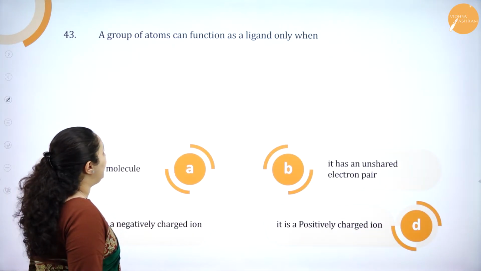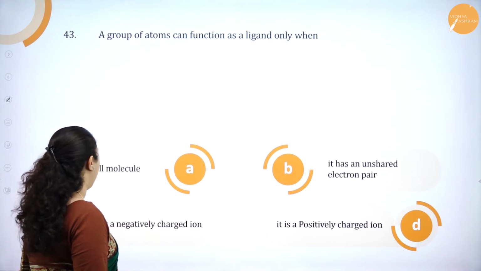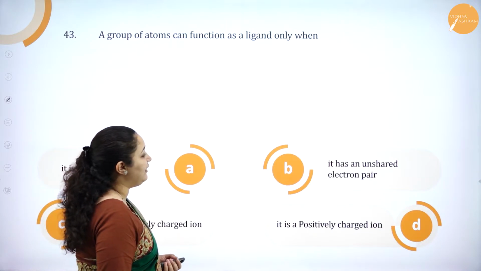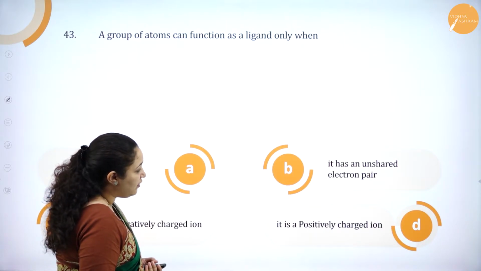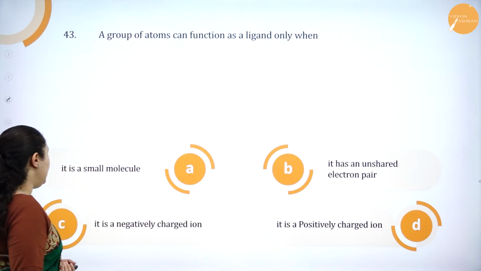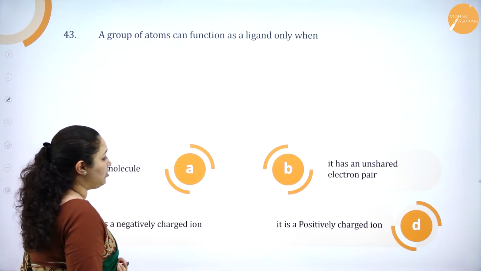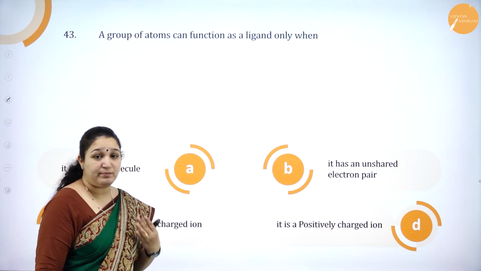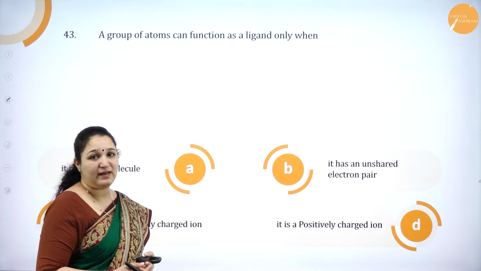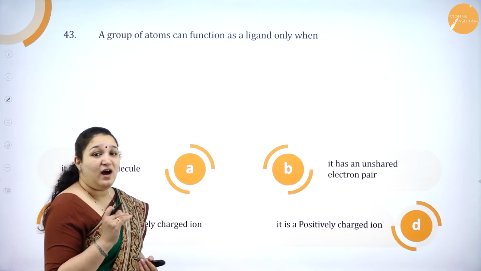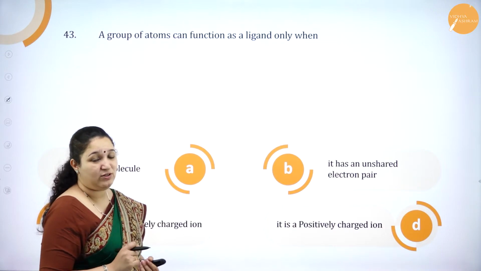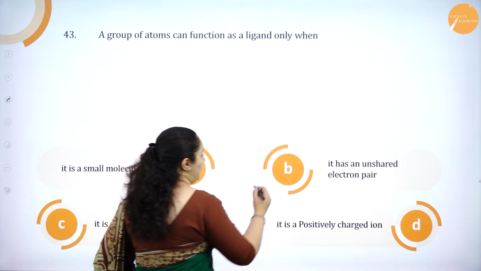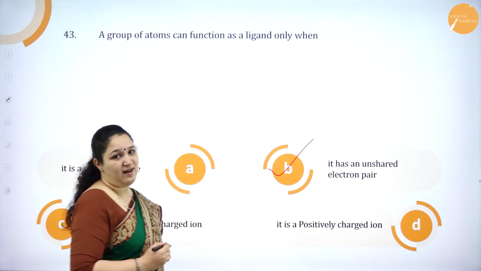A group of atoms can function as a ligand only when: option A, it is a small molecule. Option B, it has an unshared electron pair. Option C, it is a negatively charged ion. Option D, it is a positively charged ion. So what is the main criterion for an atom to behave like a ligand? There should be an unshared pair of electrons which it should be able to donate, isn't it? So option B is the right answer.